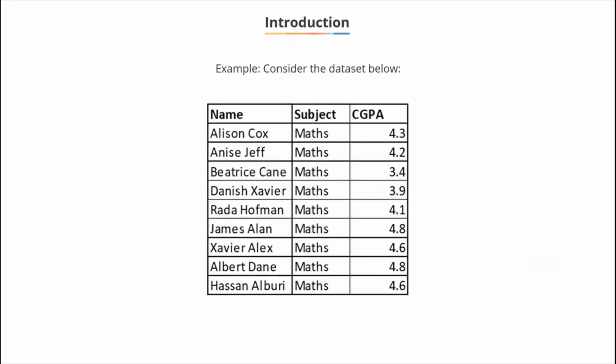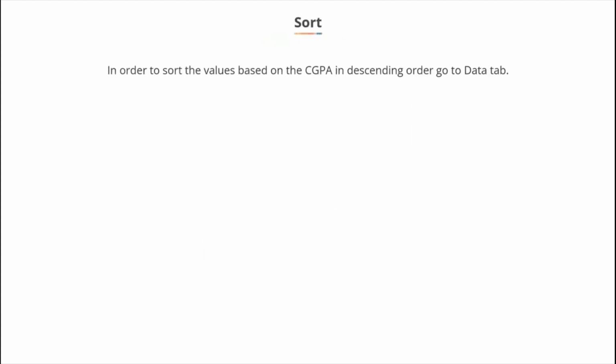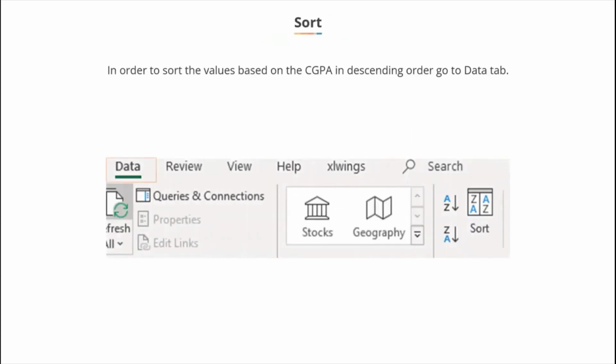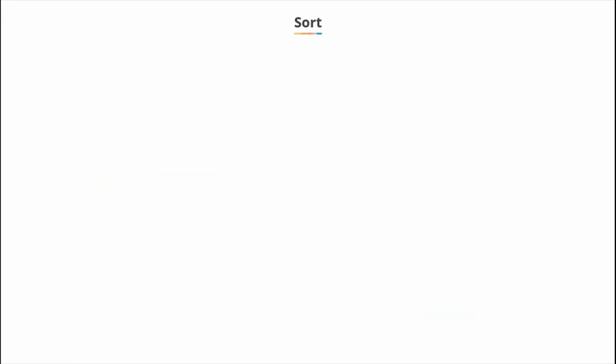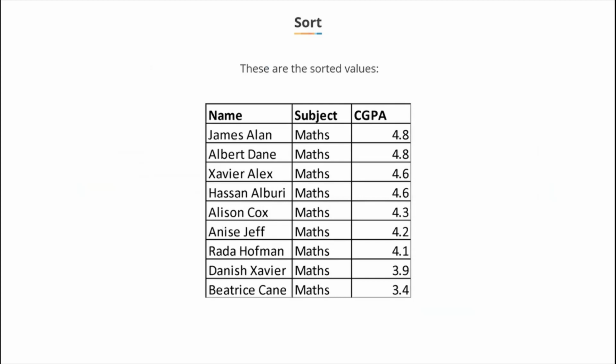The results of 9 students for the math subject. Firstly, let's understand sort functionalities. In order to sort the values based on the CGPA in descending order, go to Data tab. The pop-up will appear. Under this, first select the CGPA column name, and then click on Sort, and click OK. It will sort the data, and give you the result like this.